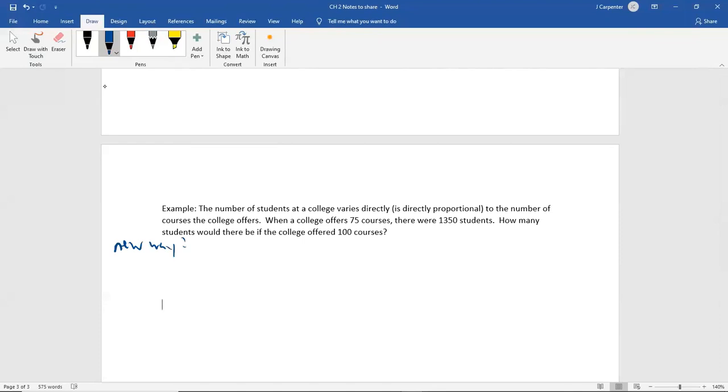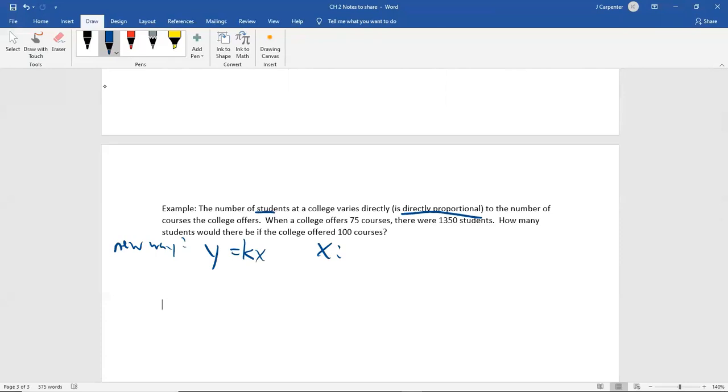that's where we're going to write, well, we saw that it was directly proportional, so we can write y equals kx. That's the first thing we'll do. But we don't want to just do that. Don't you dare just do that. You better establish what is x, what is y. So x is going to be, let's see, the number of students at college varies directly to the number of courses.